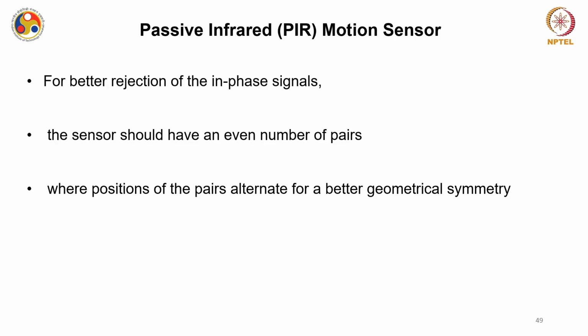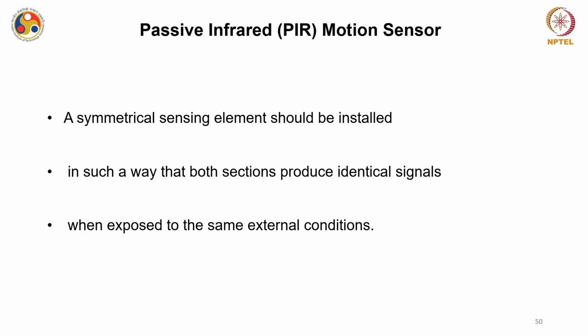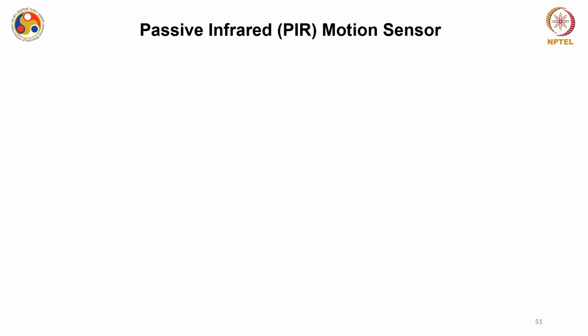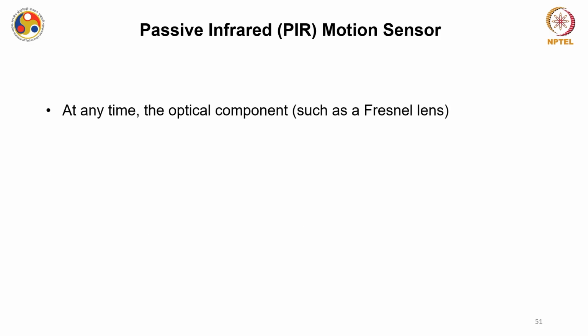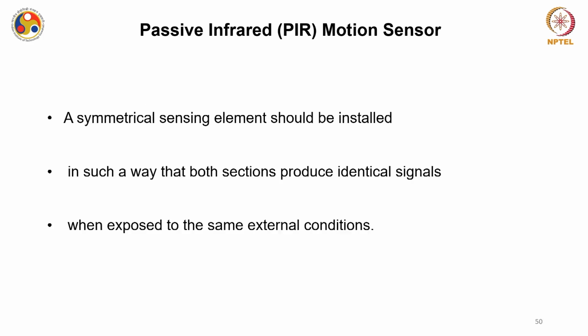These pairs are positioned alternately for better geometric symmetry, and such an arrangement, as I have mentioned, is known as an interdigitated electrode. A symmetrical sensing element should be installed in such a way that both sections produce identical signals when exposed to the same external conditions. Most of the time the optical component, for example a Fresnel lens, must focus the thermal image of the object onto only one section of the sensor.